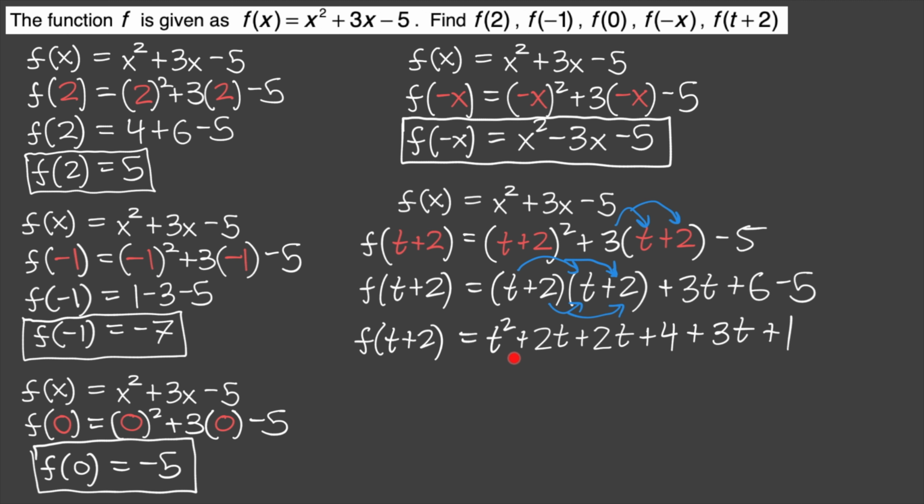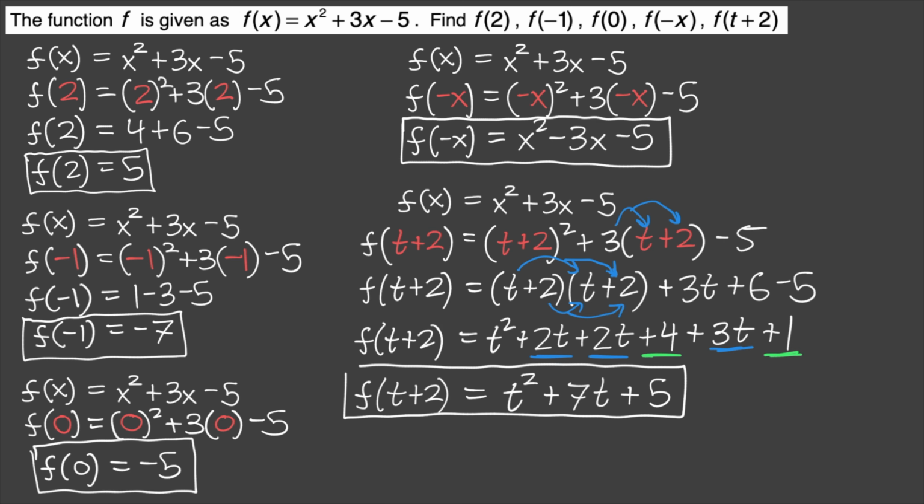All right, so now we combine like terms here. So I see 2t, 2t, 3t. Then we have a plus 4 and a plus 1. So f of t plus 2. There's only one t squared, so we can just bring that down. 2t plus 2t plus 3t gives us 7t. And then we have positive 4 plus 1, which is plus 5. All right, so there is our answer for f of t plus 2.